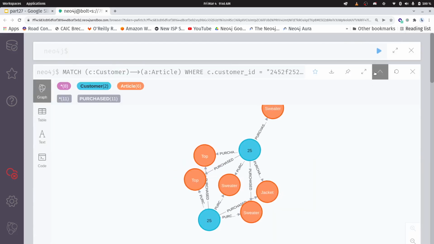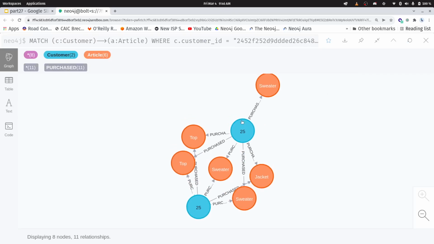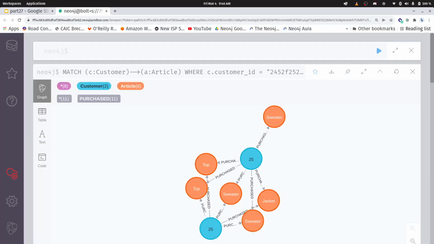Okay, and here's the graph that I get. Now, this is interesting. I didn't tell the graph that I wanted to include the node property of age, but I can see that my two customers are both 25 years old. And if I look at the things that they purchased, 5 out of the 6 purchases were in common. And if you take the ratio, that's 0.83. So our result makes sense on node similarity.